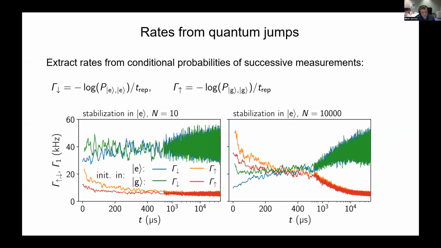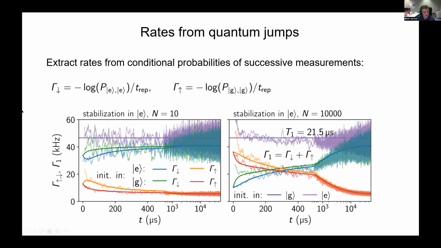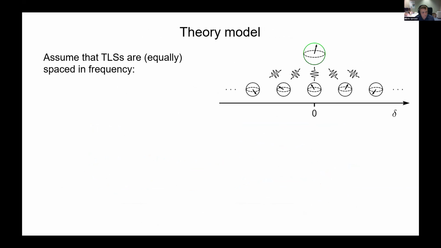Now, if we add these rates together, we get the relaxation time. And the relaxation time, here in violet, is comparably constant, or is constant. And I added the theoretical lines on top for a clearer view on the data. So the constant relaxation time, as well as the population inversion, points to a two-level system environment. And this brings me now to the theory.